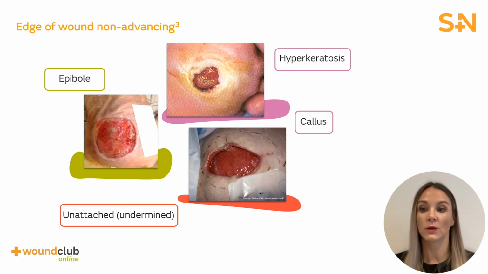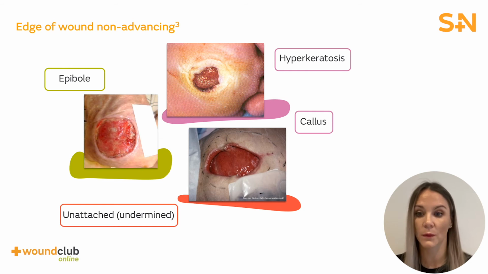A non-advancing wound edge may appear as epibole, as seen in the picture. This is a term used to describe wound edges that have rolled inward on themselves. Other examples of non-advancing wound edges include hyperkeratosis, which is a build-up of keratinocytes at the wound edge, a callus, which commonly occurs around neuropathic diabetic foot ulcers, which can be seen in the top right photo, or unattached or undermined, in which the edge of the wound is not connected to the wound bed, and that can be seen in the bottom right photo.